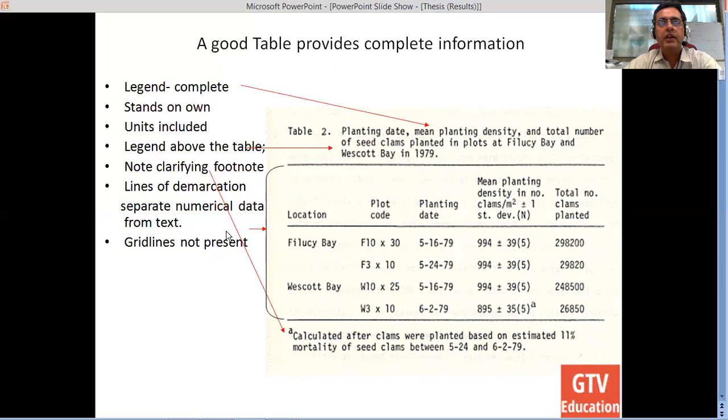And there should be lines of demarcation that separate numerical data from the text. These are lines of demarcation. You can provide grid lines or whatever, but these elements are essential: the legend, and the footnote, if there is something that you want to explain. Even the terms or the units that you are using here can be explained as a footnote of this particular table. And you can see there are different types of measurements in this particular table. That's why a table is a suitable representation for this kind of data.